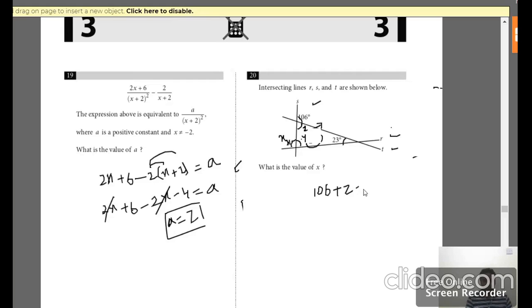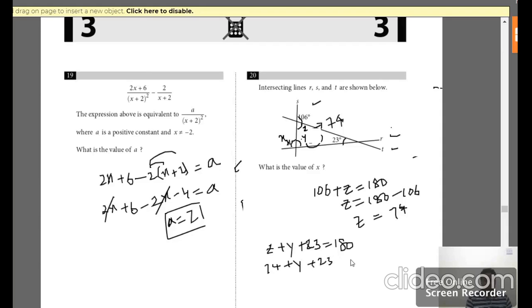So 106 plus z, as I have named it, is 180. So basically z is nothing but, if you subtract 106 from 180, you get the value of z, which is 74. So once you get z as 74, to get y, simple, because interior angle of a triangle, so z plus y plus 23 is nothing but 180. That is the interior angle sum, as I said. So z is 74 plus y plus 23, and that sum.